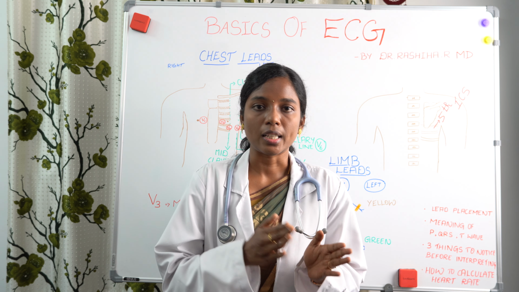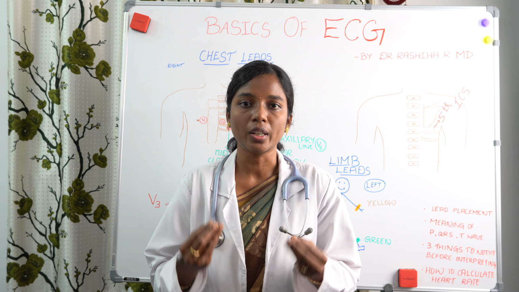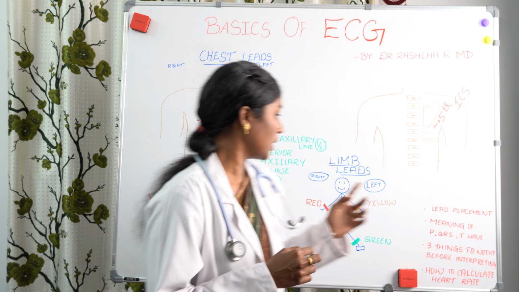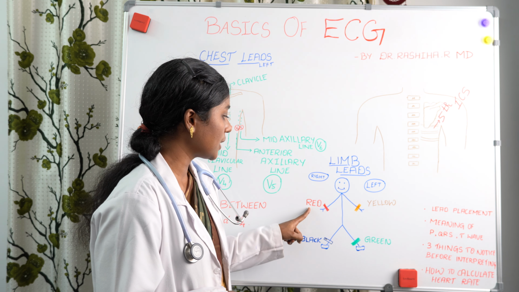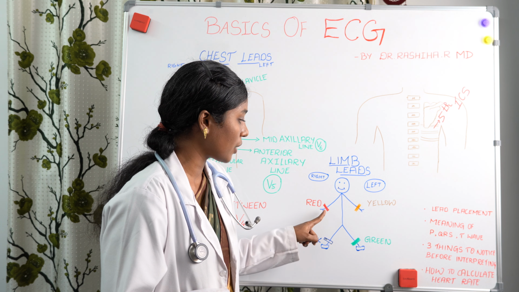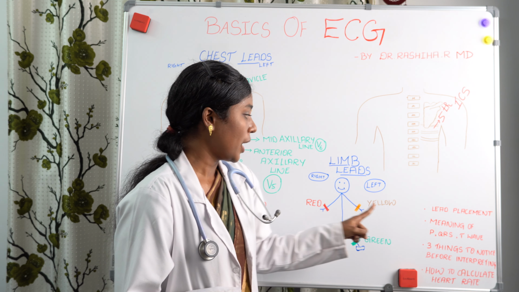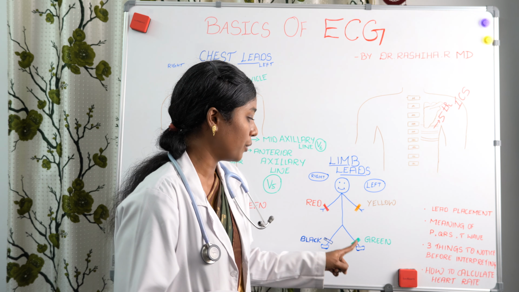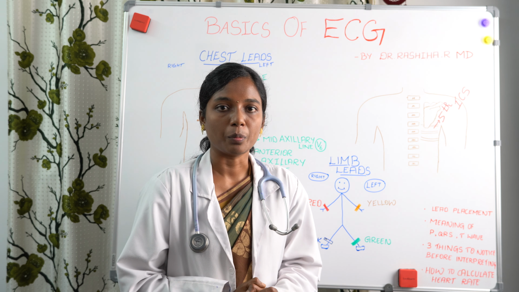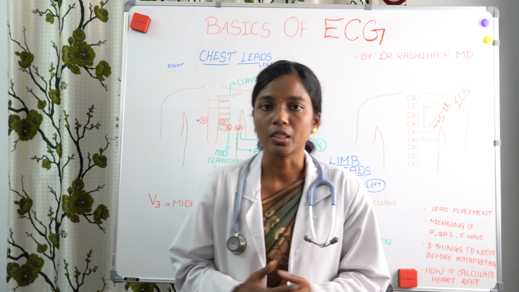We have chest leads and we have limb leads. Limb lead placement is very simple, and for that we just see this picture. The red lead is placed in the right upper limb, black is placed in the right lower limb, yellow lead in the left upper limb and green lead in the left lower limb. So it is very simple. And now we will see about the chest leads.